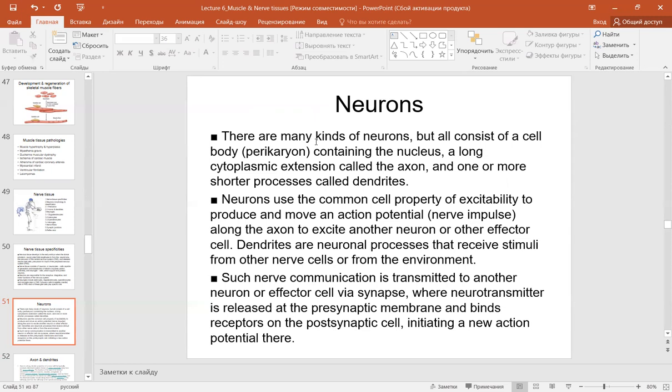Dendrites are neuronal processes that receive stimuli from other cells or from the environment. Such nerve communication is transmitted to another neuron or effector cell via synapses, where a neurotransmitter is released at the presynaptic membrane and binds the receptor on the postsynaptic membrane cell, initiating a new action potential there.